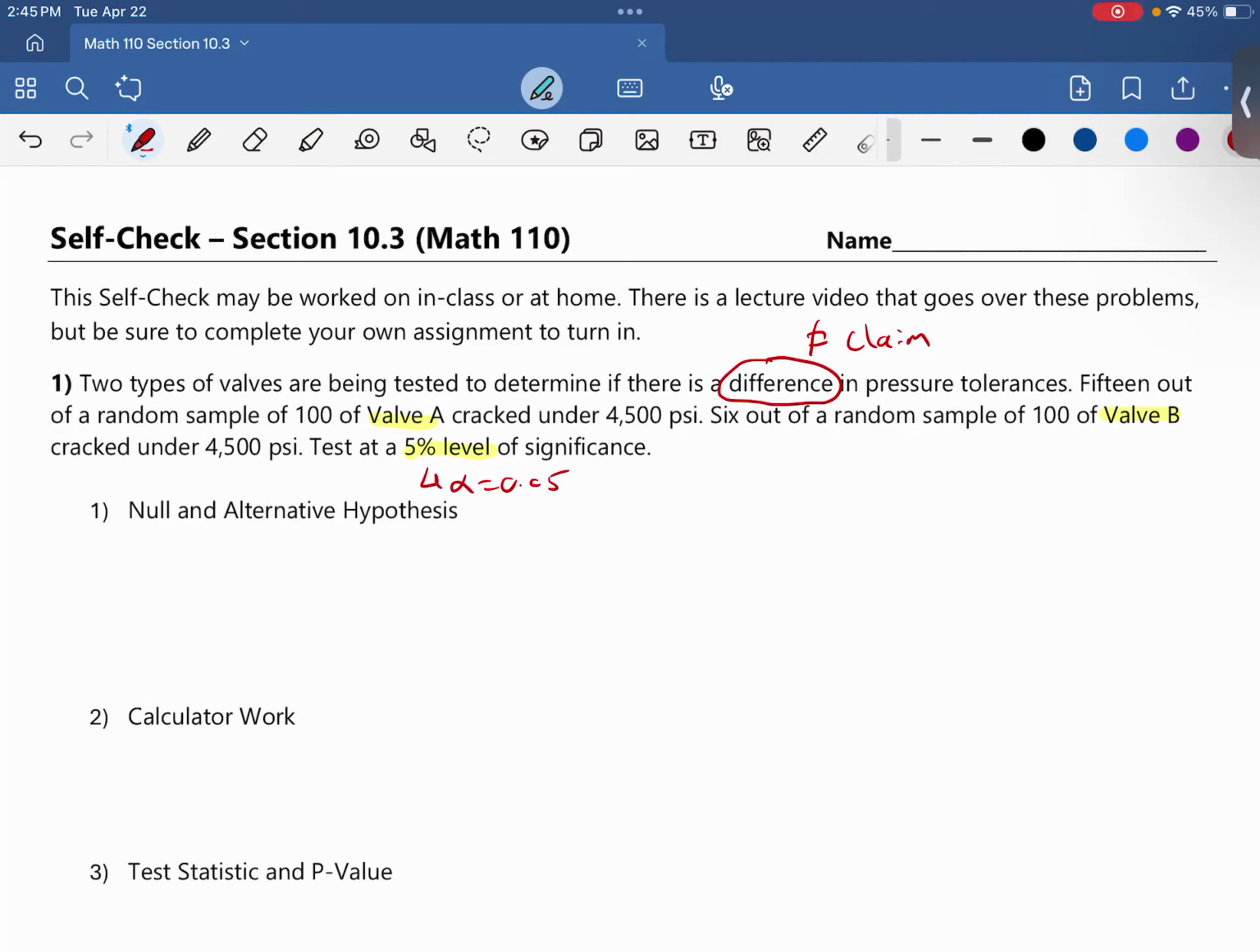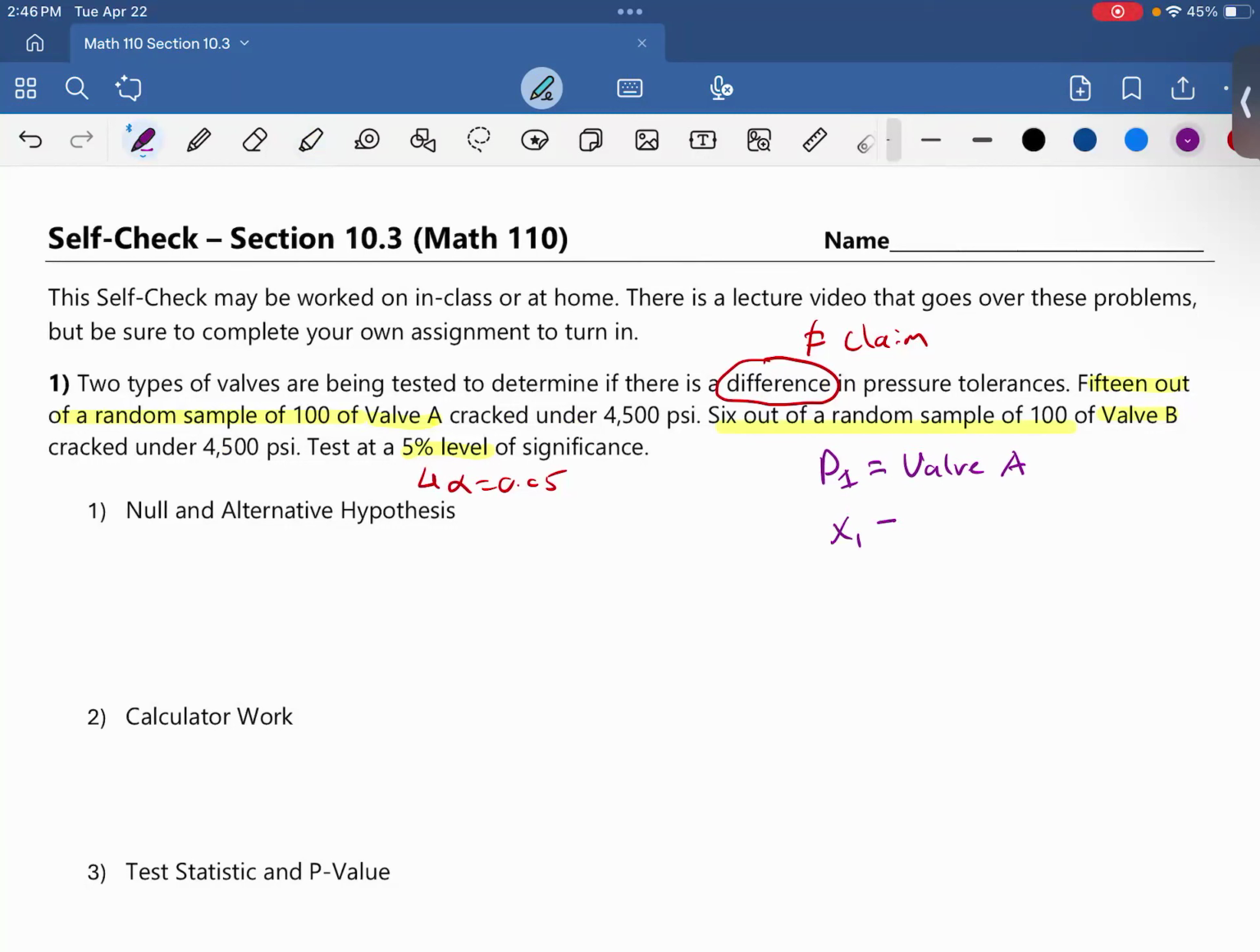So we have valve A, where 15 out of a random sample of 100 cracked, and we have 6 out of a random sample of 100 for valve B cracked. Let's write down a couple things for our respective populations. We'll keep it simple: P1 is valve A. What we're looking at, that's what the X stands for, is what we're focusing on. It says 15 out of that sample, so 15, and my sample size is 100 for valve A.